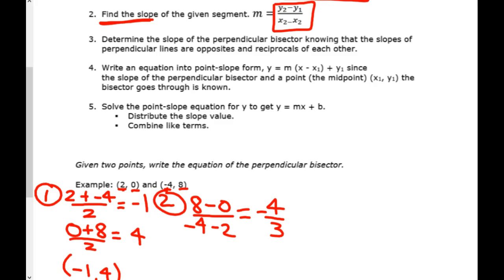Now, step 3, we're doing what? Determine the slope of a what? Perpendicular. Now, we know if I have some kind of slope, I'm going to do 2 changes. So what changes to this slope of negative 4/3? Flip it over and change the sign. Positive, negative will change, okay?